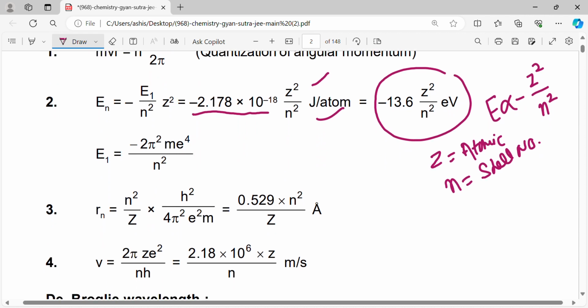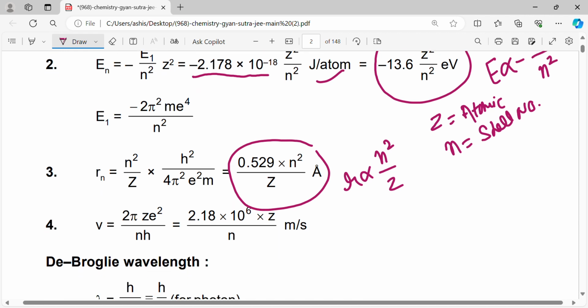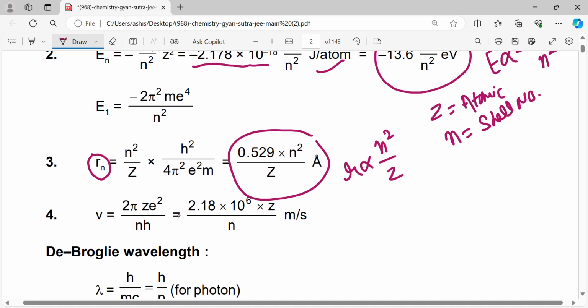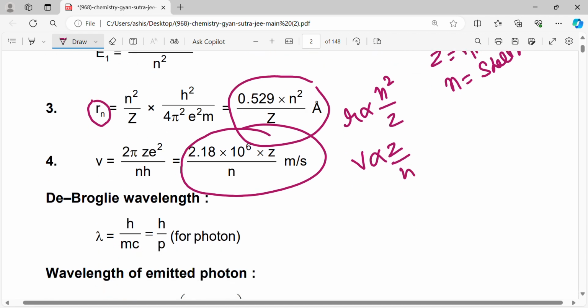Next one is r. R means radius. That is equal to n square upon z, and it is equal to 0.529 n square upon z. So we can say r is directly proportional to n square upon z. Now what is r? R is the distance of the electron from the nucleus, or we can say the radius of a shell. V, the velocity of the electron, is equal to 2.18 into 10 raised to power 6 z by n meter per second. So we can say V is directly proportional to z by n.